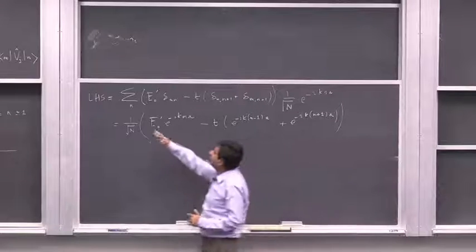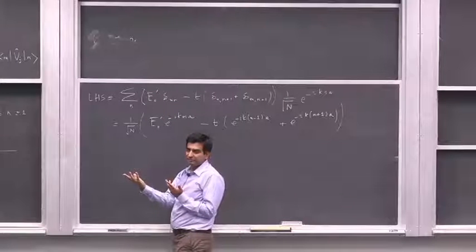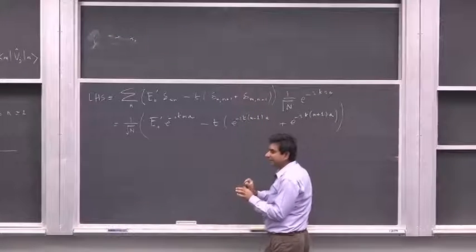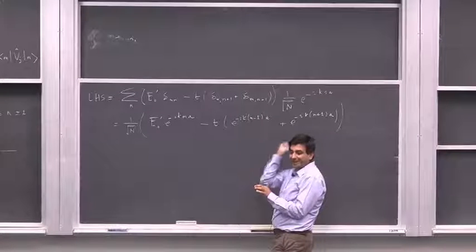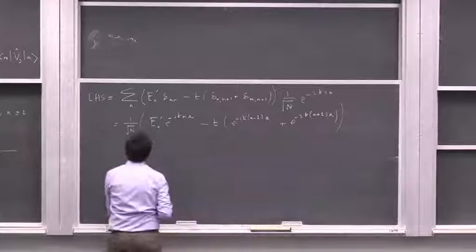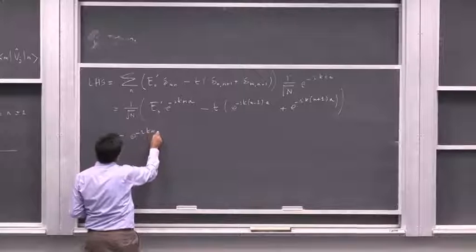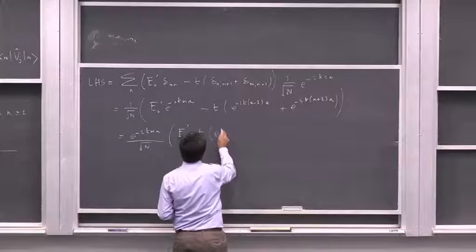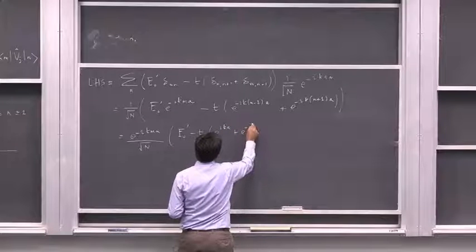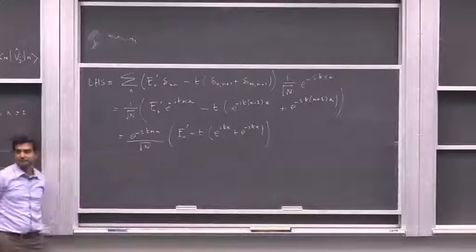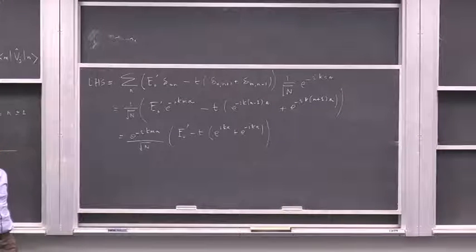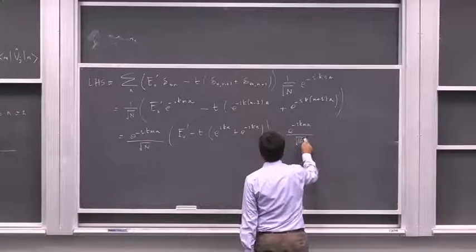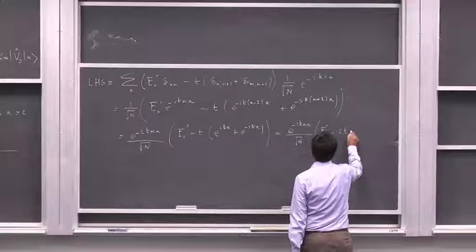I'm summing over all n's, but n must be equal to m, otherwise it's 0. Here n must be equal to m minus 1, otherwise it's 0. Here n must be equal to m plus 1, otherwise it's 0. So I'm just sampling one particular value of n. It has the correct form. So this gives me e raised to minus i k m a over root N, times E naught prime minus t (e^{ika} plus e^{-ika}). This gives me e^{-ikma} over root N times E naught prime minus 2t cosine of ka.